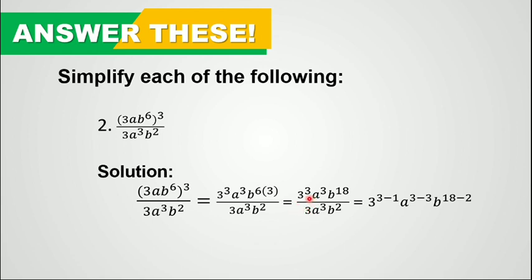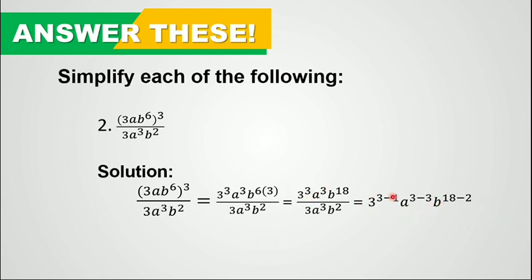Now, from here, we're going to simplify this. Since these two are the same, 3 is the same as 3, we're going to subtract their exponents. The exponent of 3 here is 3, and the exponent of 3 here is 1, so 3 minus 1, and then a cubed minus 3, so that is a to the power of 3 minus 3, and then b to the power of 18 minus 2. This is the rule or the law under the quotient of a power, so you have to recall that.